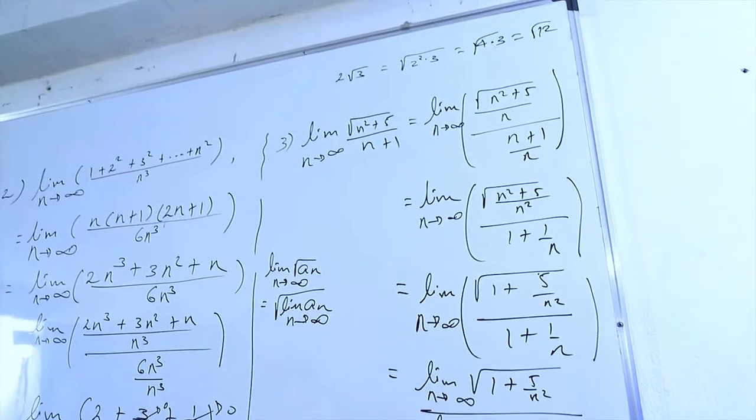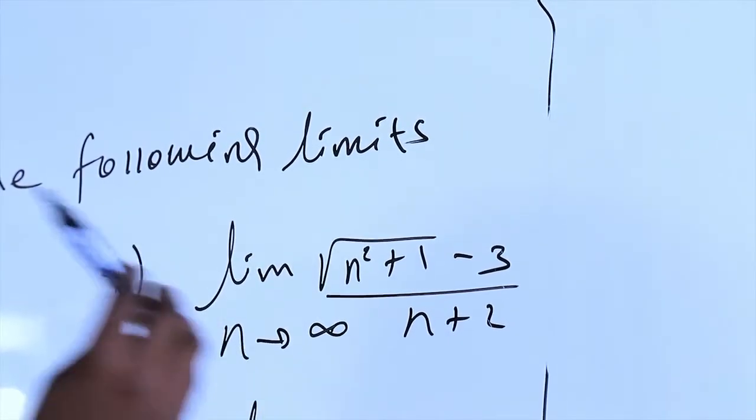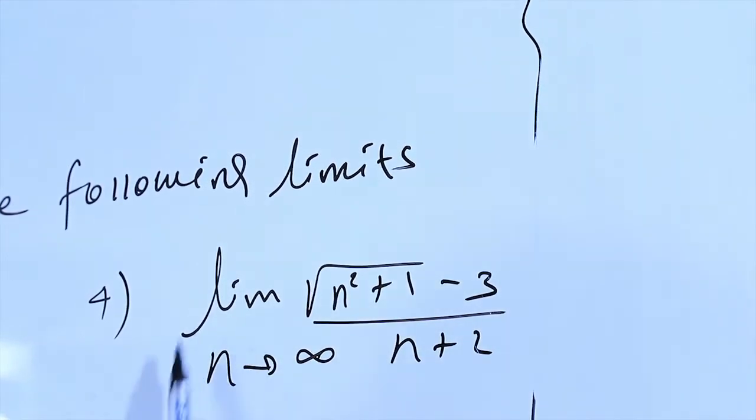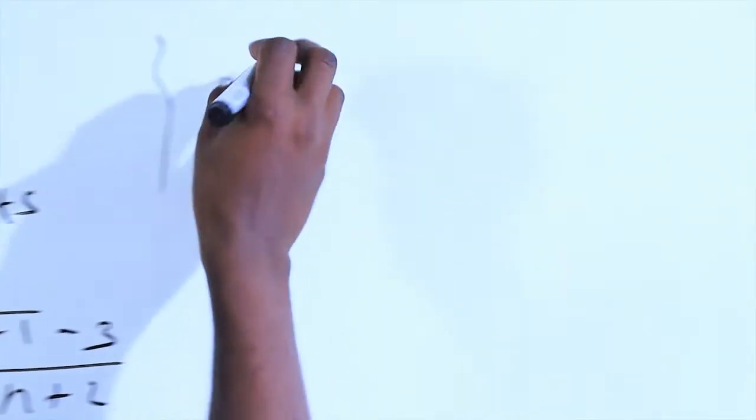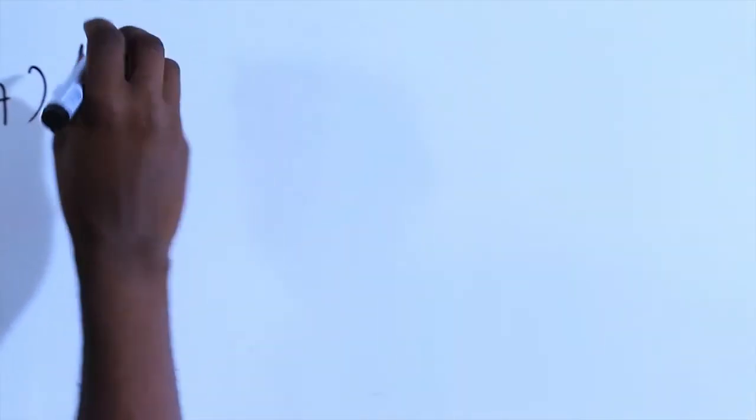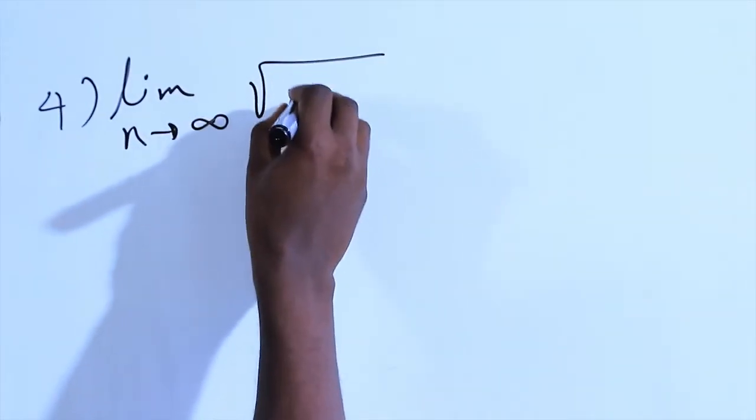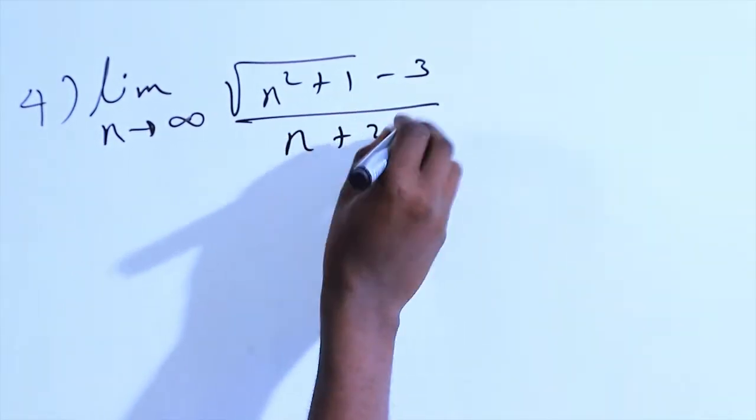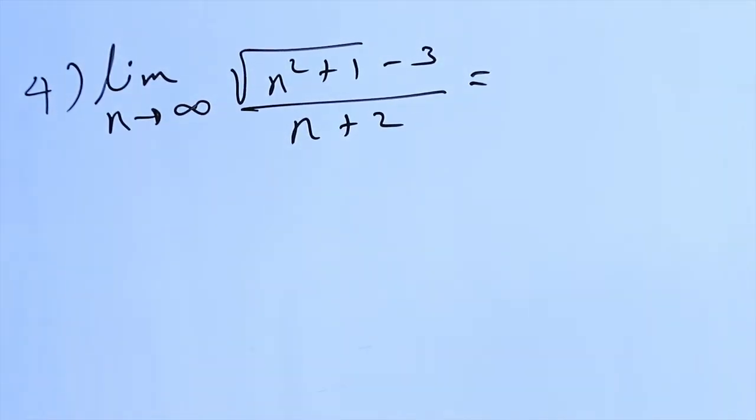Now when you come to the fourth problem, the question said that limit root n square plus 1 minus 3 over n plus 2 when the value of n approaches to infinity. So it said that limit when n approaches infinity the square root of n square plus 1 minus 3 over n plus 2. So this is the same we performed before.